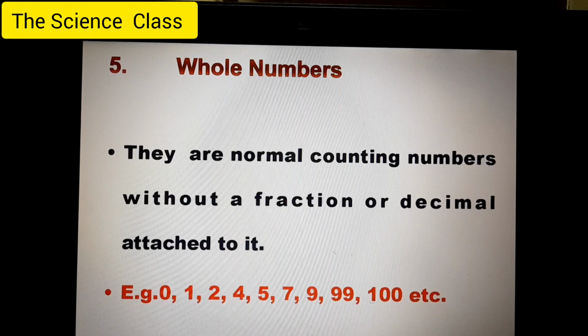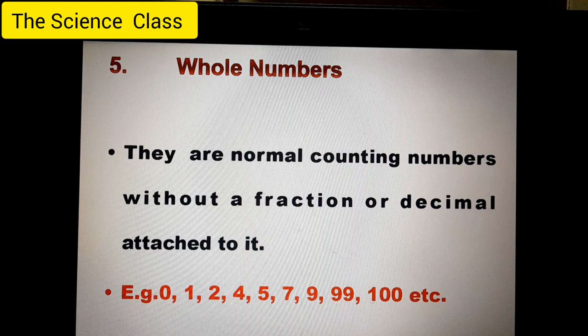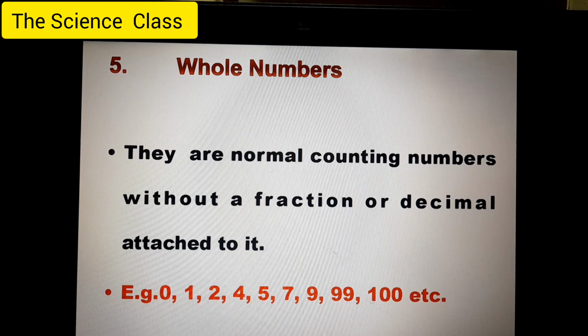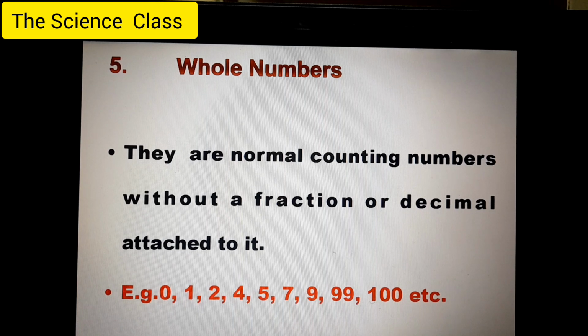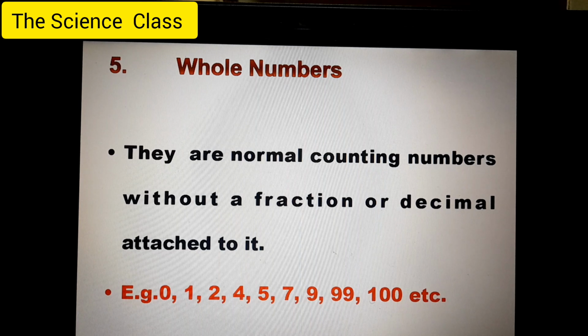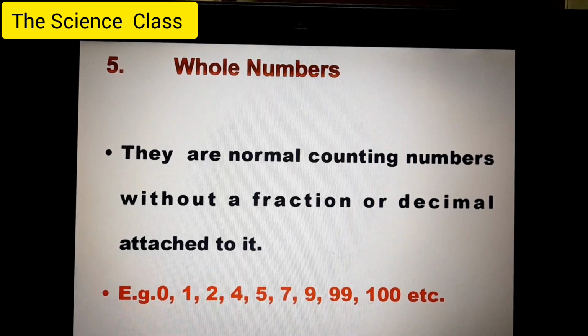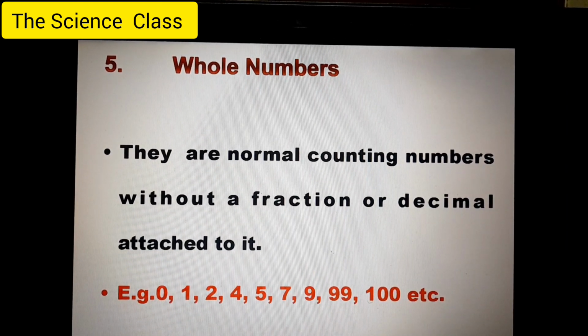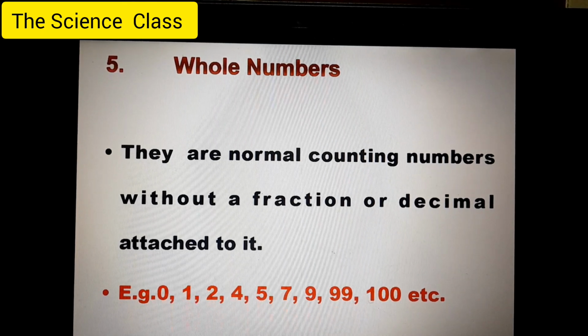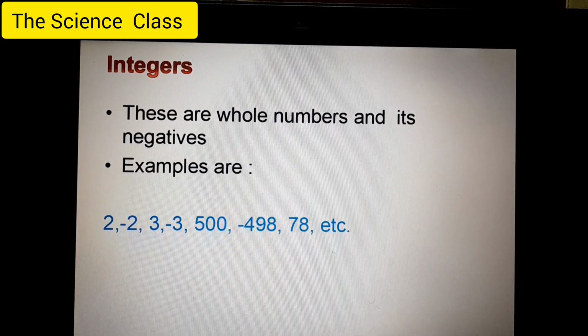Next one is whole numbers. They are normal counting numbers without a fraction or decimal attached to them. Just the normal counting numbers starting from 0 to whatever number, without any fraction or decimal attached to them. They are whole numbers.